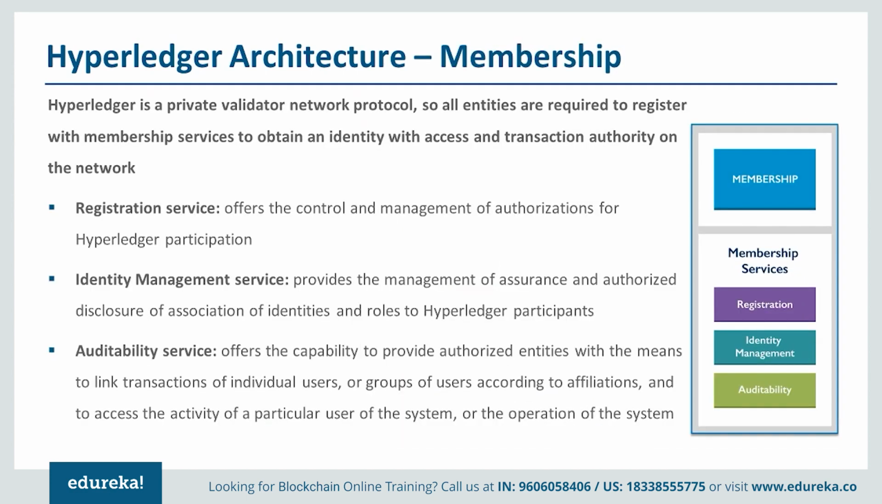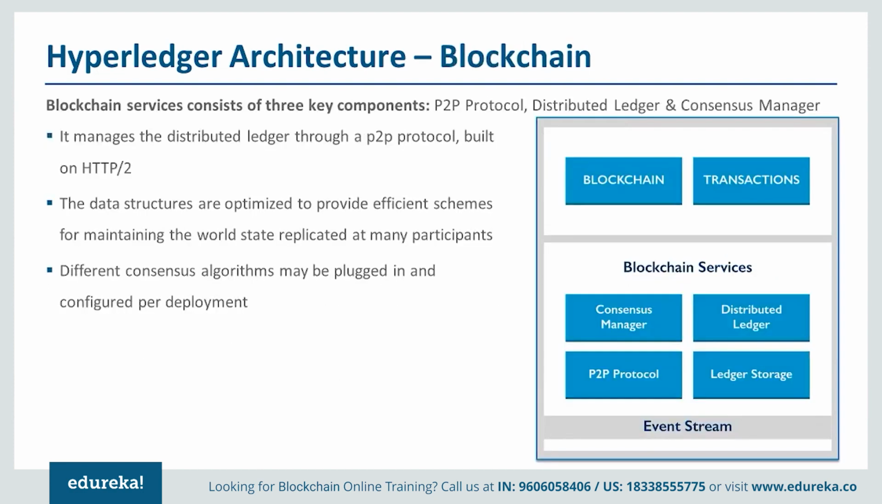So membership service, it provides you registration, it provides you identity management, where you can see the assurance and authorized disclosure of association of identities. So if I am authorized to do a particular role in the network, then somebody else will not be able to do it on my behalf, because only I can do it. And then there is auditability, because you have the complete trail of information, so you can always find the information.